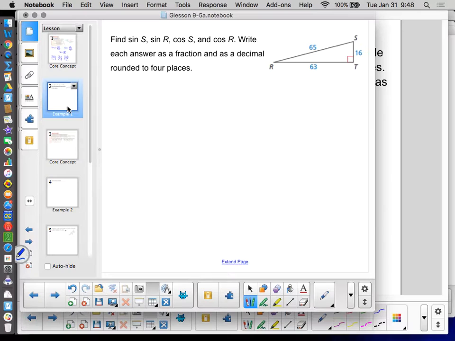So if I have a triangle here, I have triangle RST. It wants each solution for sine S, sine R, cos S, and cos R as a fraction, as a decimal to 4 places. So let's start with sine of R. So I'm going to put this R, sine R, cos R, and let's do sine S over here and cos S over here.